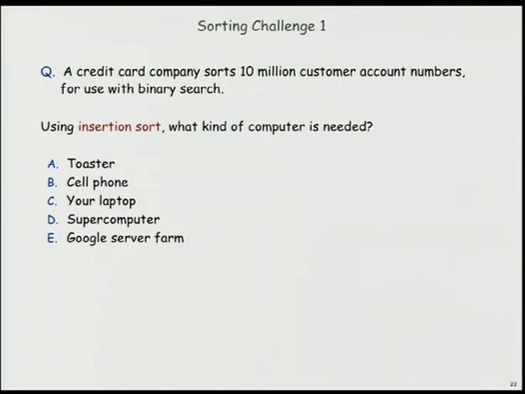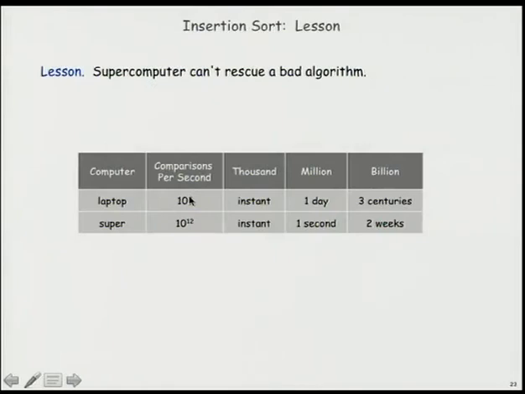A credit card company sorts 10 million customer account numbers for use with binary search. Well, this is perhaps the wrong slide there. It should not have been there. That's the sorting one. But in any case, you can think of an example where this credit card company wants to sort it to do searching, then it will definitely also not run on their toaster if they're trying to do that. But here is a better way of looking at things.